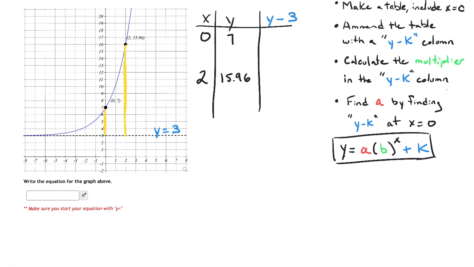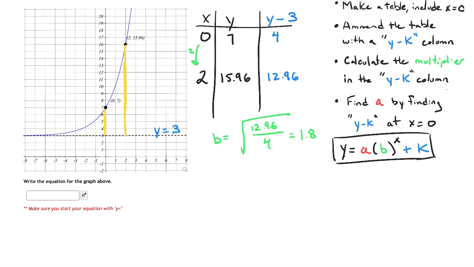So it's not the y value we care about, it's that distance. And so 7 minus 3 is 4, 15.96 minus 3 is 12.96, and those are the values that we're going to use in order to find our multiplier, our b. To find b, you do the square root, because this is a gap of 2, so you don't really need to do a third root, like the Math 5 button, because this is just a gap of 2. Then you're going to do your 12.96 and divide by 4. And when you do that on your graphing calculator correctly, you're going to get 1.8 as your multiplier.